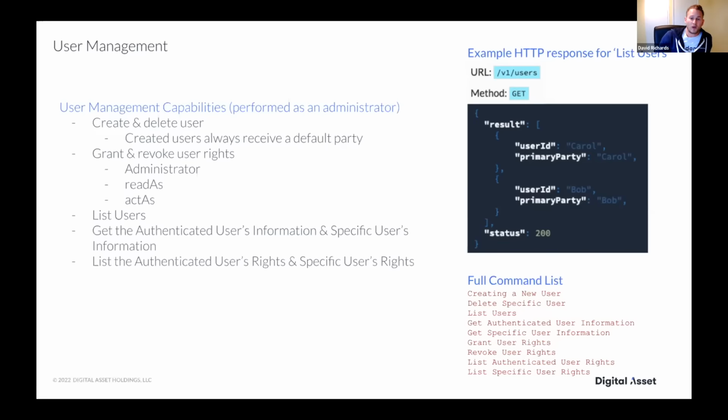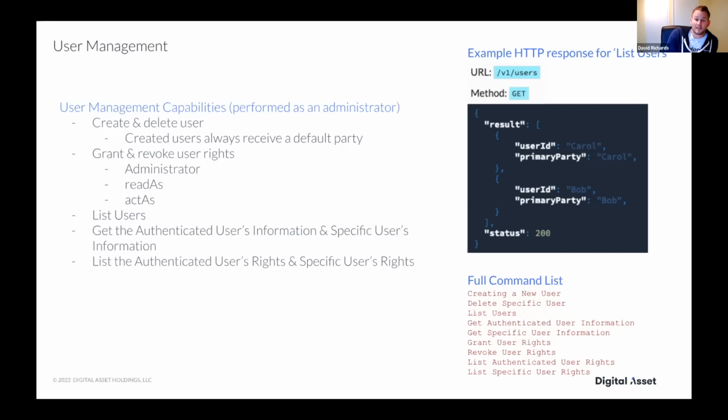And then we have commands where you can list users, which will give you the user ID and primary party for all parties on that participant. And so get authenticated user information and get specific user information are commands, and they will list the user ID and primary party for the authenticated user, the current user, or for the specified user request. So if you give it the user ID of a party, it will give you that information back for them.